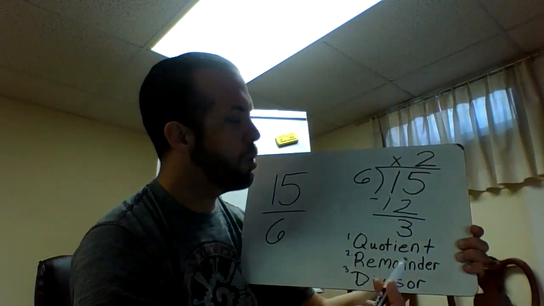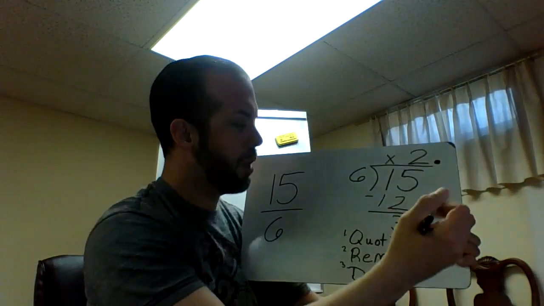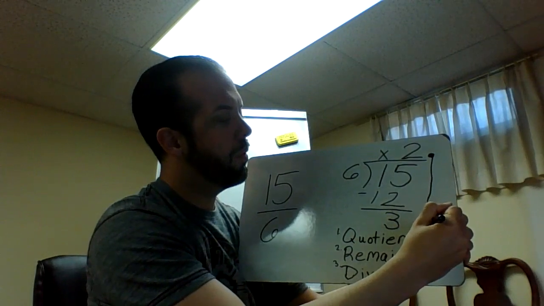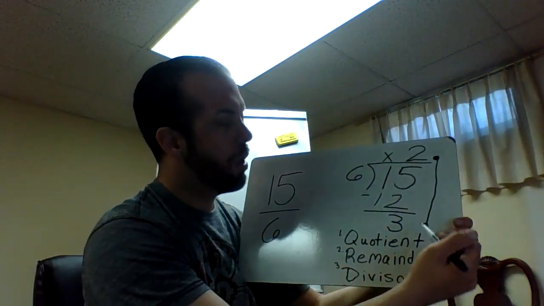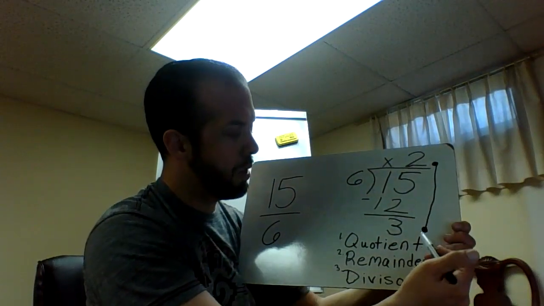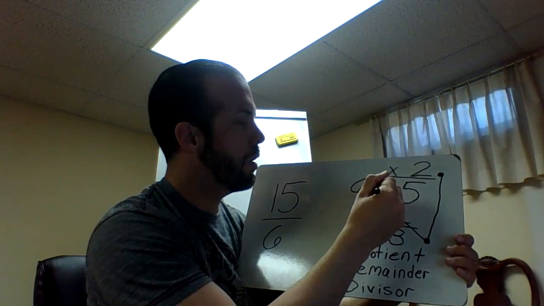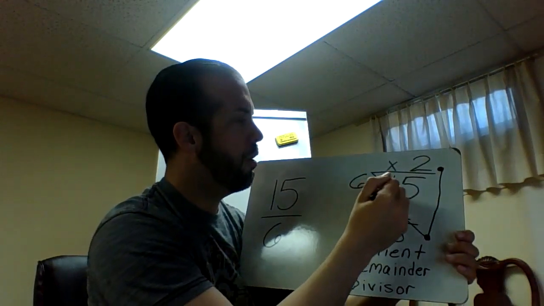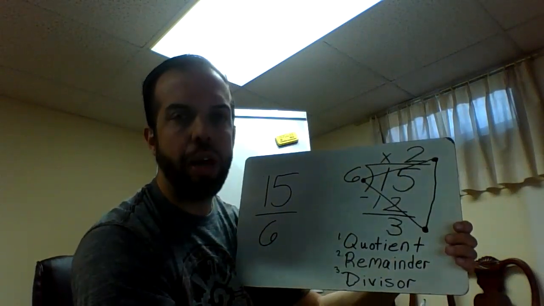I'm going to start with my quotient, which is 2, and I'm going to go down to my remainder, which is 3. Remember, I'm building a triangle. So quotient was 2, remainder was 3. Now I have to go to my divisor, which is 6. Quotient, remainder, divisor. Does everybody see that triangle?